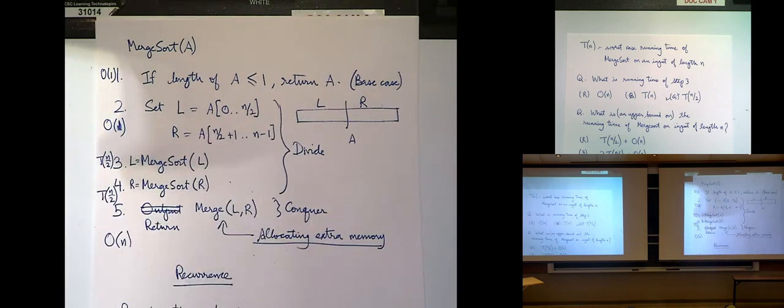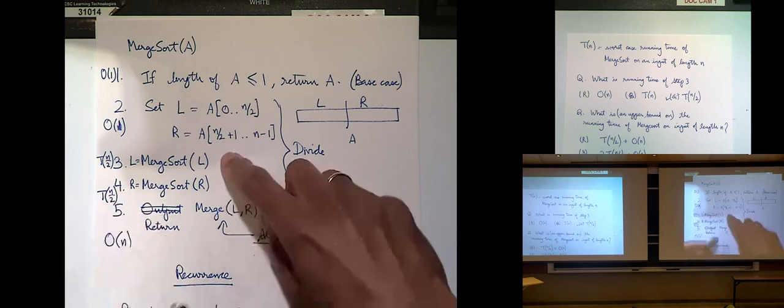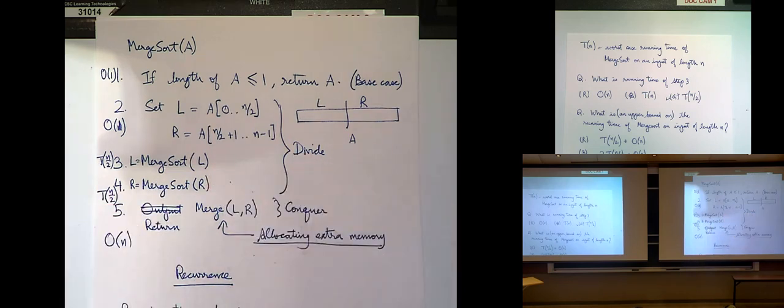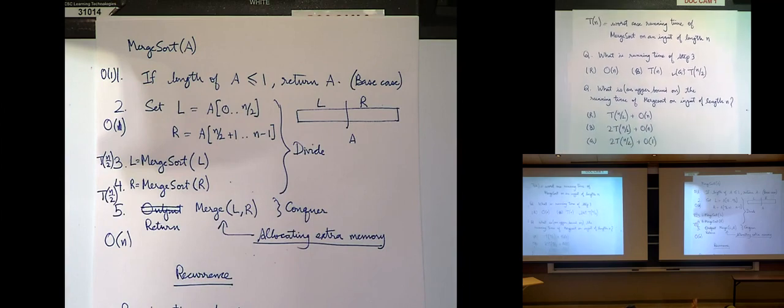Maybe I should have said this earlier. R is also half of that, right? So I should have said this. Sorry, my apologies. So L and R are of length n over 2. So the running time is T of n over 2, and we're trying to solve for this T of n.